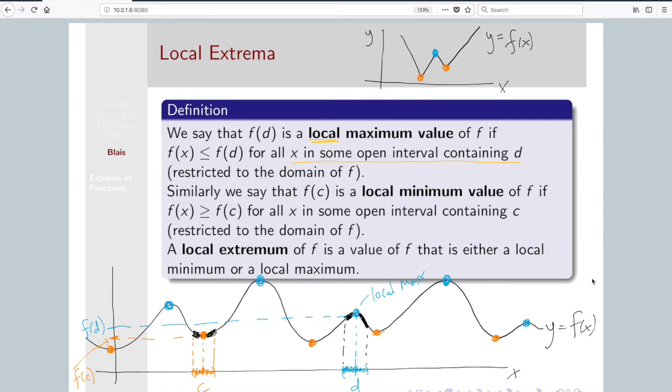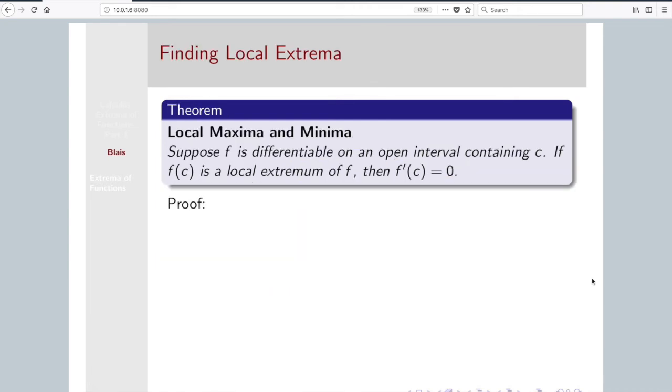That being said, as students of calculus, we tend to think a lot about differentiable functions. So if we have a function f that's differentiable on an open interval containing c, if c is a local extremum of f, then f prime of c equals 0.